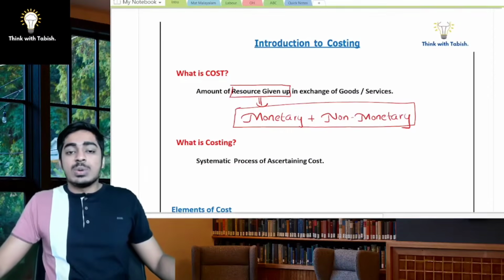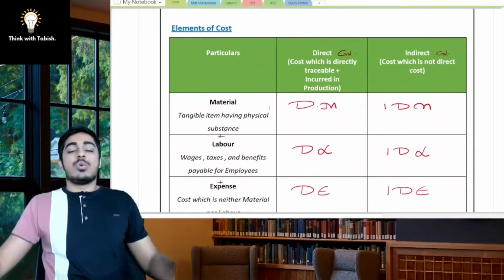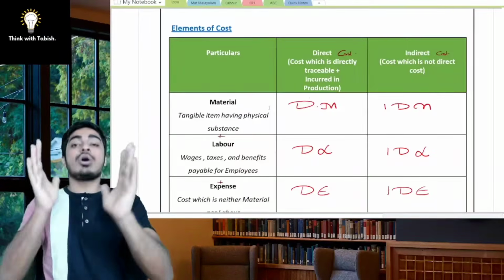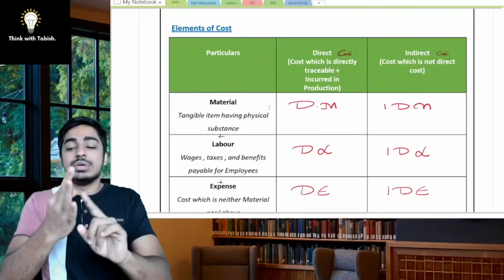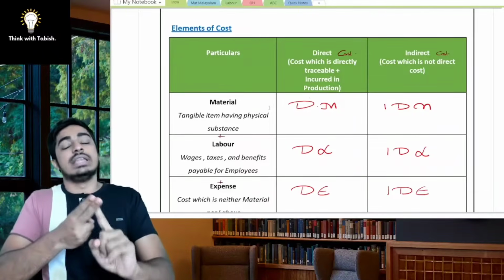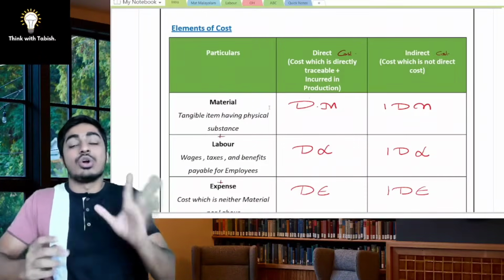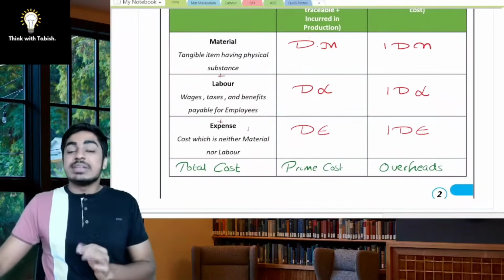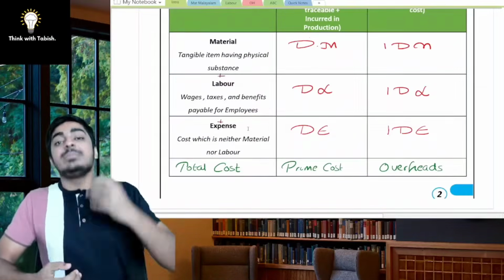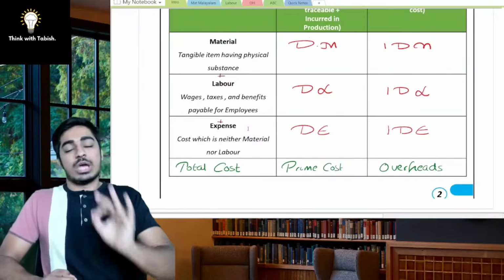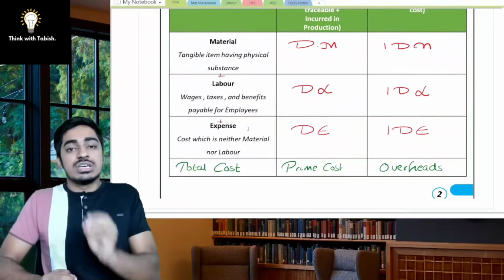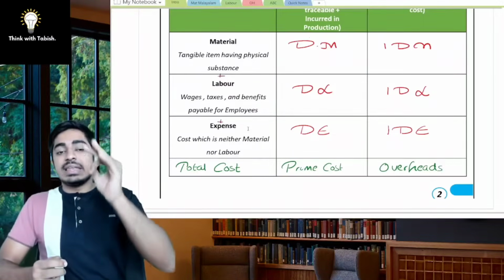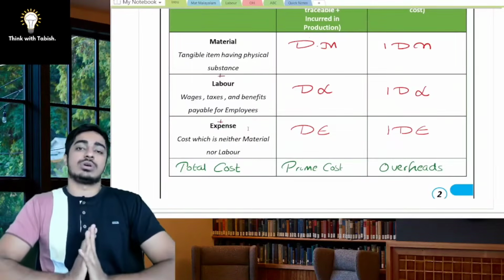Clear? Now let's slowly get into the world of costing one by one. Firstly, we have the elements of cost. Any cost in the world can be bifurcated into either material or labor or expense. What is material? A tangible item having physical substance. What is labor? Wages, taxes, and benefits payable for the employees. And what is expense? It is the cost which is neither material nor labor. So we add material, labor, expense, we get the total cost.